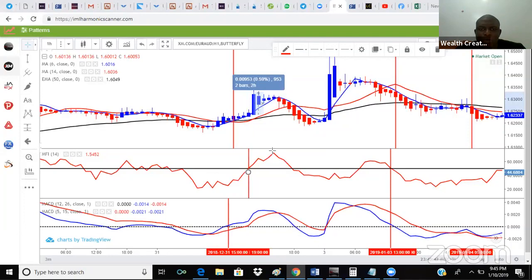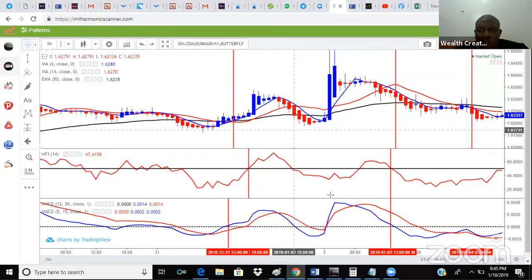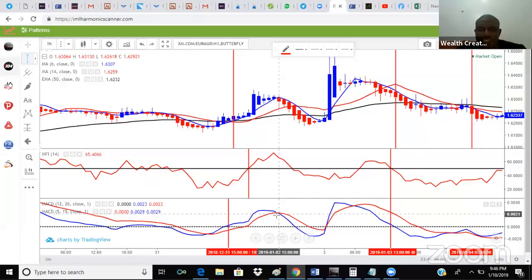Sir, what happens when the blue line is above the red line? Nothing happens. So what do I do? When do I come out? I wait until the next cross of MACD. So the red MACD is for exit.